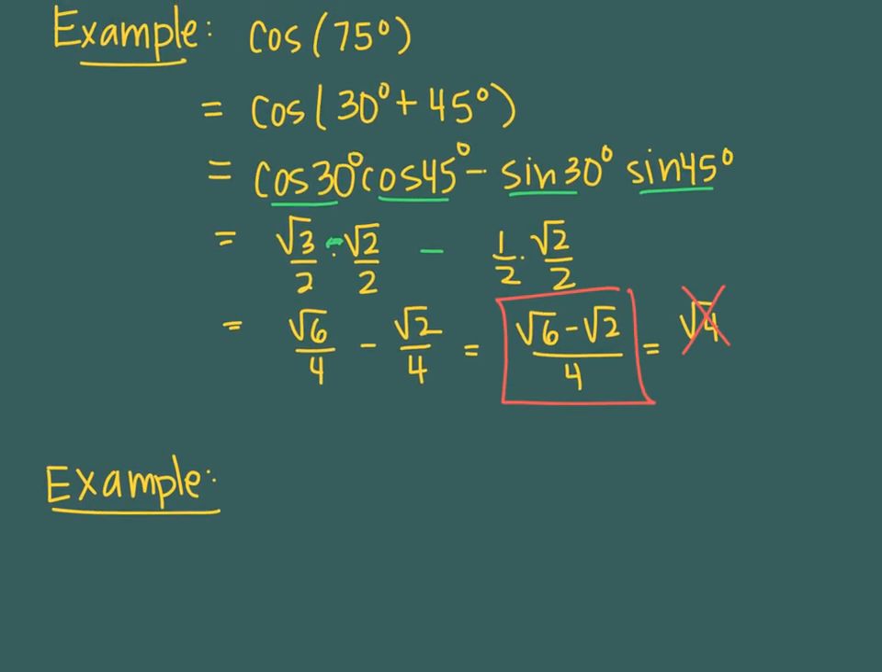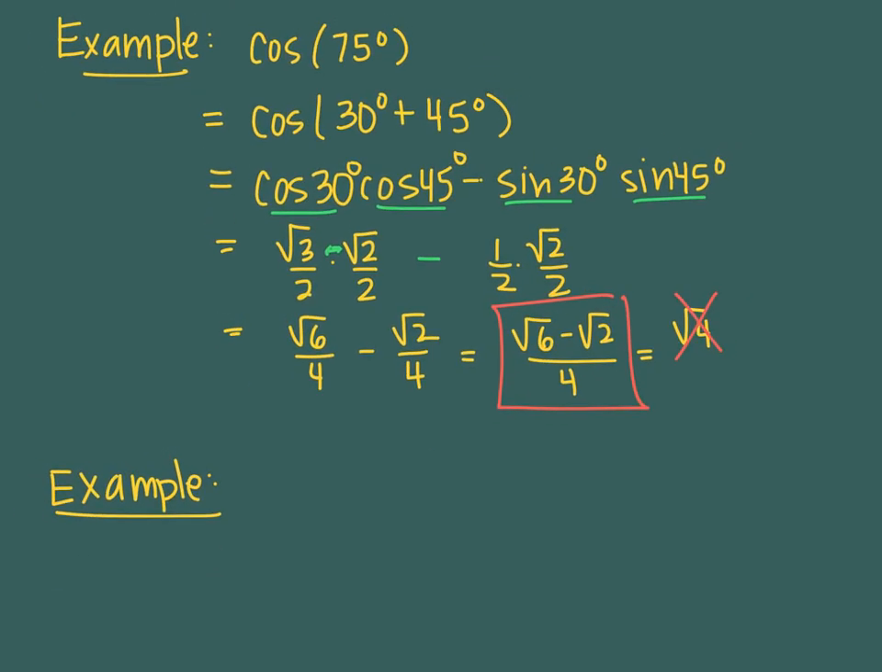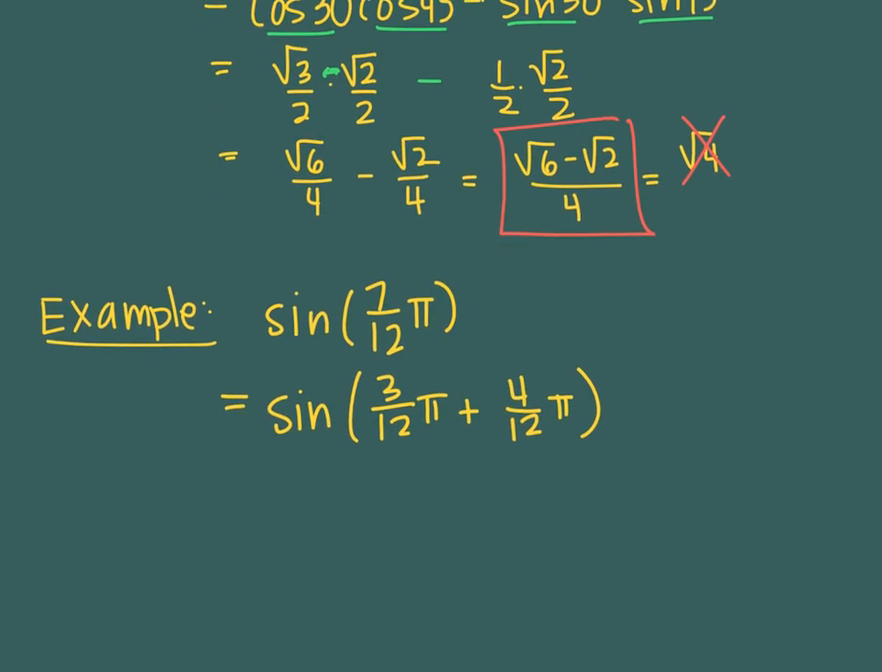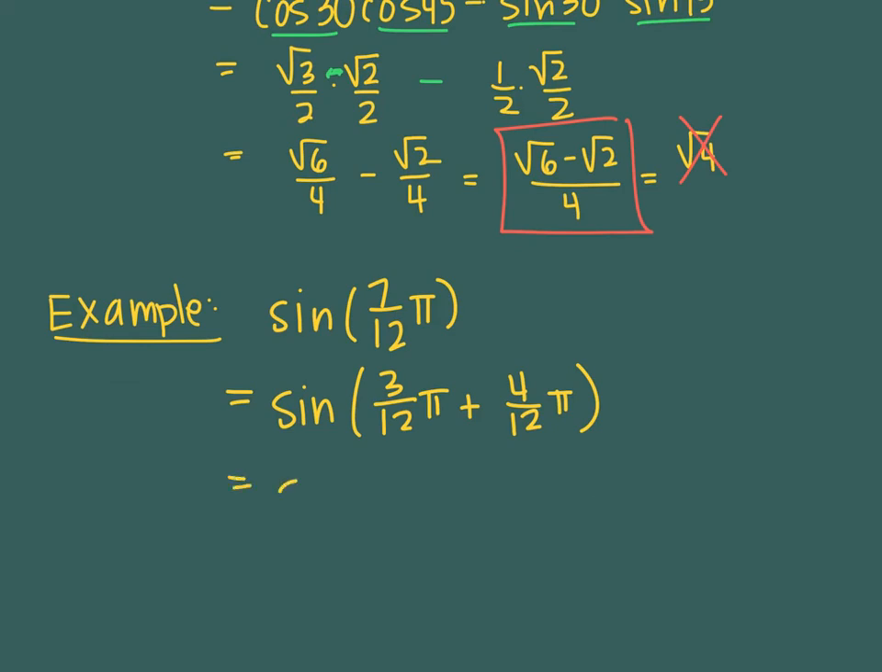Okay, if we want to do a radian one, let's say we want to do the sine of 7/12 pi. Well, 7/12 can be broken up into 3/12 and 4/12, because 3 and 4 is 7, so in 12s. Those can be simplified. 3/12 is the same as 1/4, and 4/12 is the same as 1/3. So you change the 12s into their fractions.